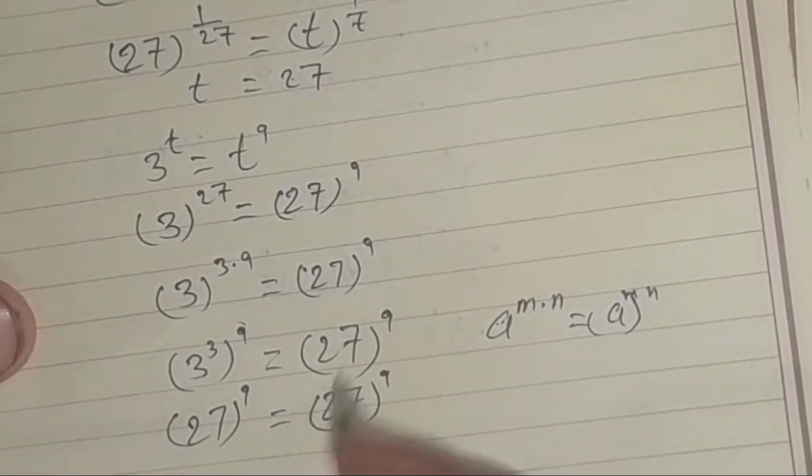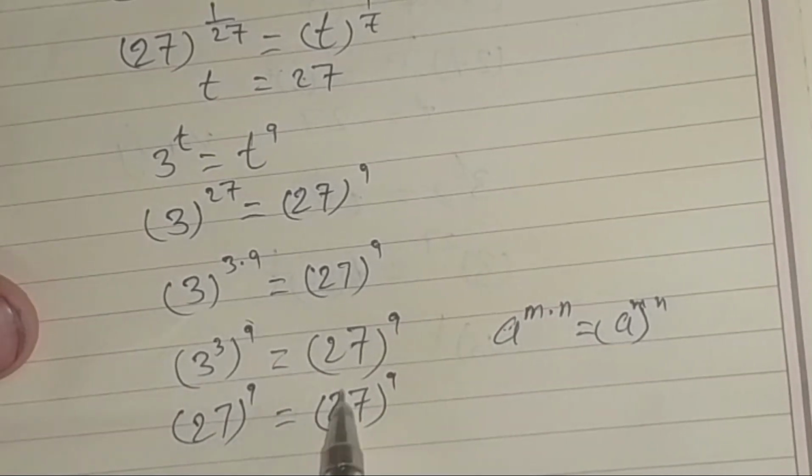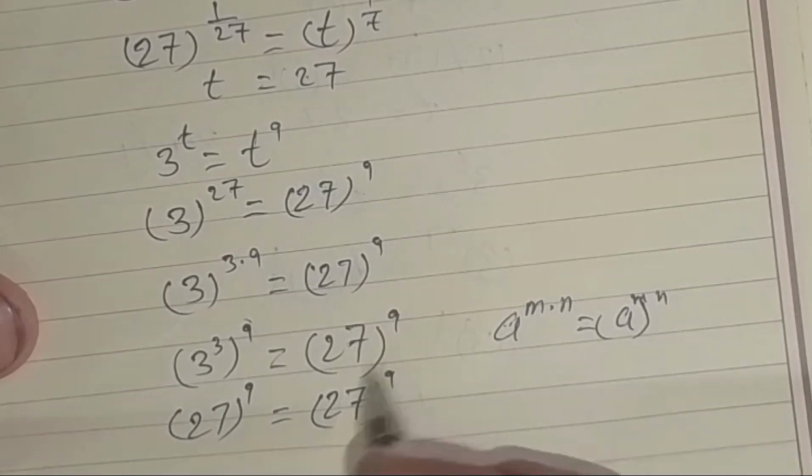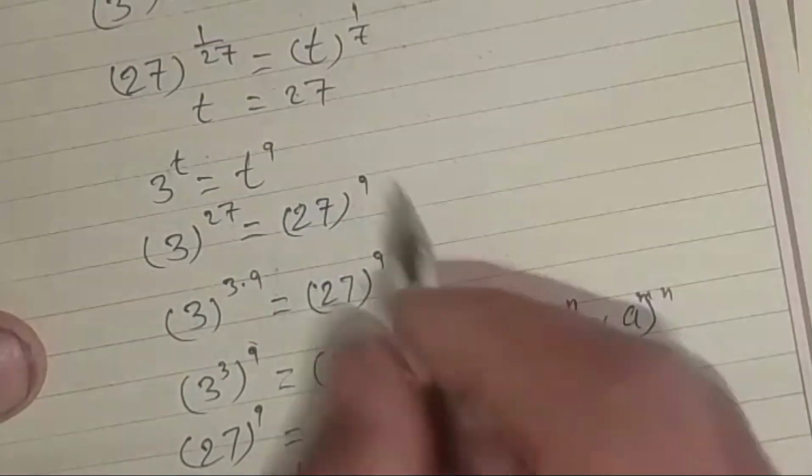So it is verified that it is correct because left hand side and right hand side are equal. So the value of t is 27.